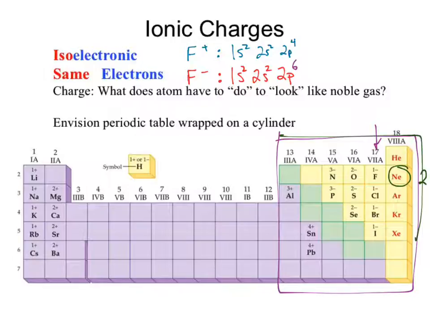Gain 2. What else could it have done? Lost 6, which is easier. Lose 6, gain 2. Gain 2. So oxygen becomes an anion, gains 2 electrons. Make sense? So what happens in nitrogen? Gains 3. The other option would be? Loses 5.